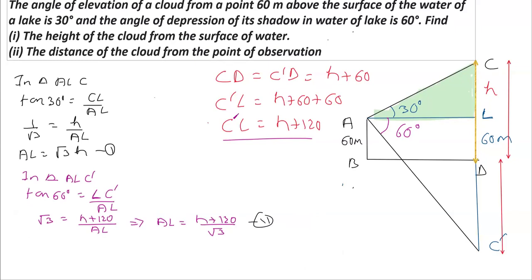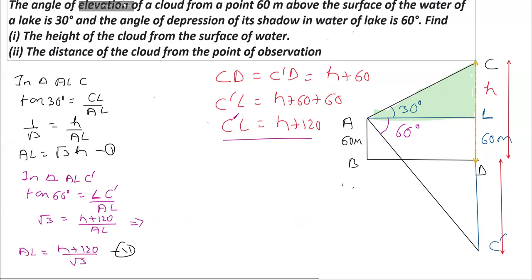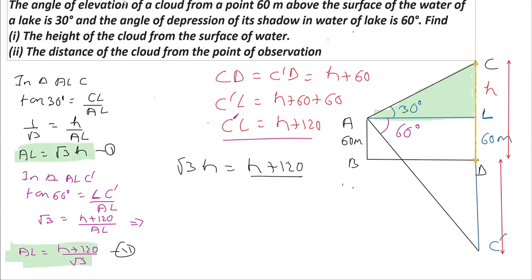Now from 1 and 2, we can equate them. As we can see, both of them are AL. So root 3 times H should be equal to H plus 120 over root 3. By cross multiplication, root 3 into root 3 is 3. So 3H is equal to H plus 120. So 2H is equal to 120, or H is equal to 60 meter.